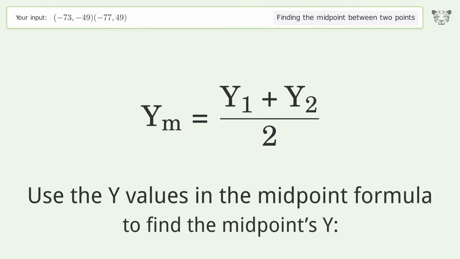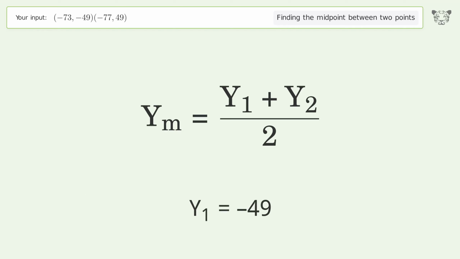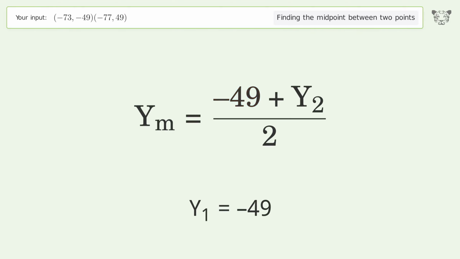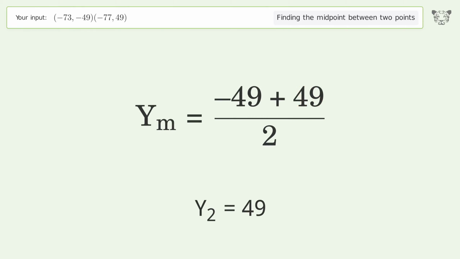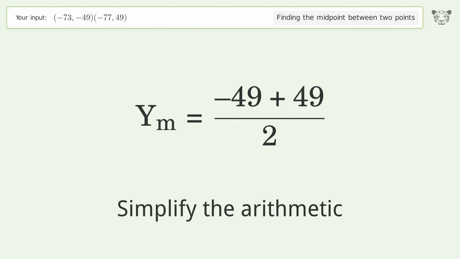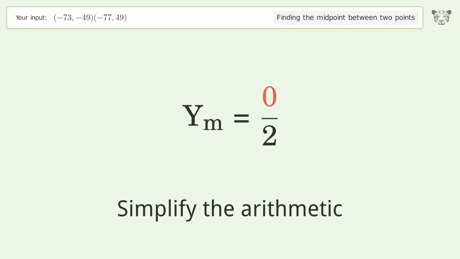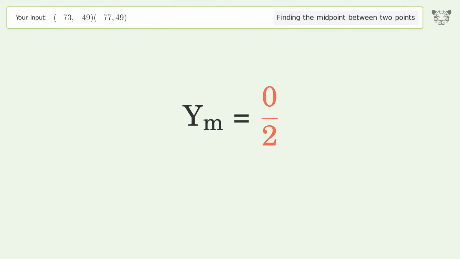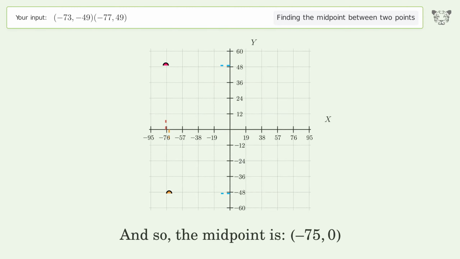Use the y values in the midpoint formula to find the midpoints y. y1 equals -49. y2 equals 49. Simplify the arithmetic. And so, the midpoint is -75,0.